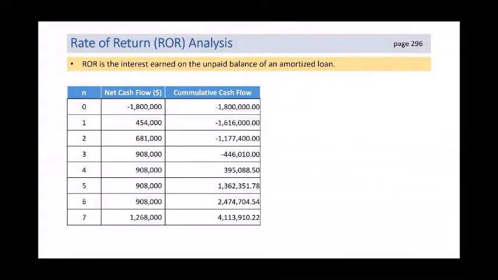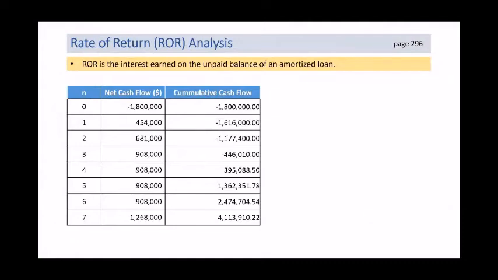Now let's proceed to the rate of return, or we call this ROR, rate of return. So what is ROR? Okay, in page 296, actually we have several definitions of ROR. So the first, it says here, the rate of return is the interest earned on the unpaid balance of an amortized loan. Okay, so what is the amortized loan? How much is our amortized loan in our example? Amortized means, for example, you are computing the annual payment, or every year, as long as you have not yet paid your balance, you are still paying the principal plus the interest. So we call that an amortized loan.